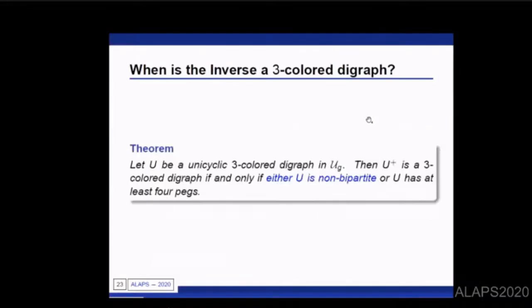Now, this theorem tells us about the unicyclic three-color digraphs in UG whose inverse, U plus, is denoted as the inverse graph of U, and it is again a three-color digraph if and only if either U is non-bipartite or U has at least 4 pegs. Then U plus is always a three-color digraph. So this theorem characterizes all those unicyclic three-color digraphs in UG whose inverse is again a three-color digraph.